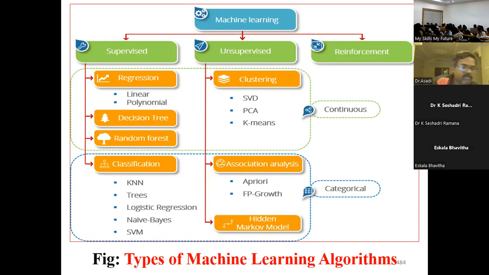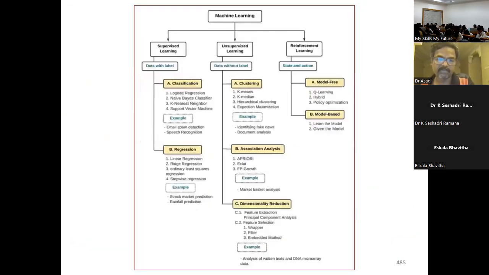Then we'll see the reinforcement algorithms, continuous and categorical. These are the examples of machine learning. These are a few more examples of machine learning. I have explained classification. See, supervised learning means data with labels.